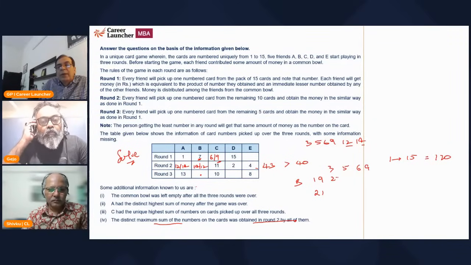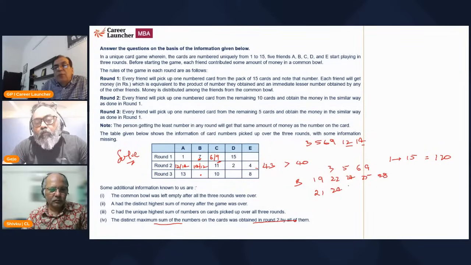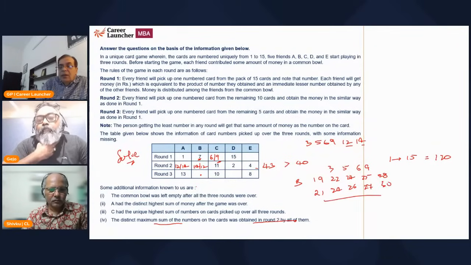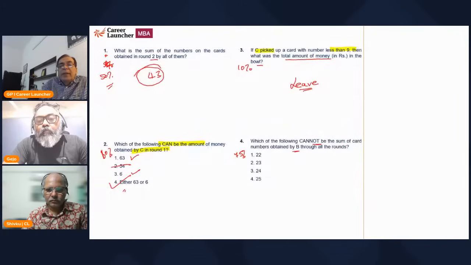Check 19, 22, 24, 25, 28. Similarly, 24, 24 and then 5, 26, 21 and 6, 27, 21 and 9, 30. So these are the only possibilities. 22 is there, 24 is there, 25 is there. This can be the only answer.